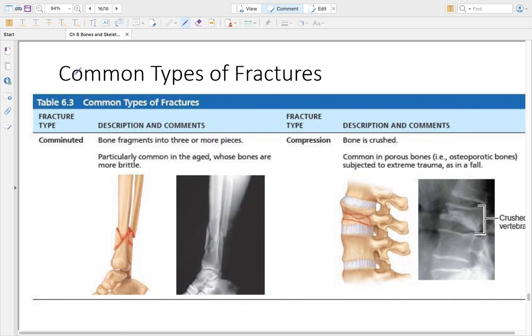Okay, let's talk about fractures. So we have several different types of fractures. Some of them are quite dangerous and detrimental and will end up needing surgery and things like that. Some of them are clean. Okay, let's look at this one. All right. So what's happening here is here's the break or the fracture, right? And notice it's broken into three or more pieces. That's a terrible fracture. And it happens more with age. People with osteoporosis are more prone to these types of breaks, okay?